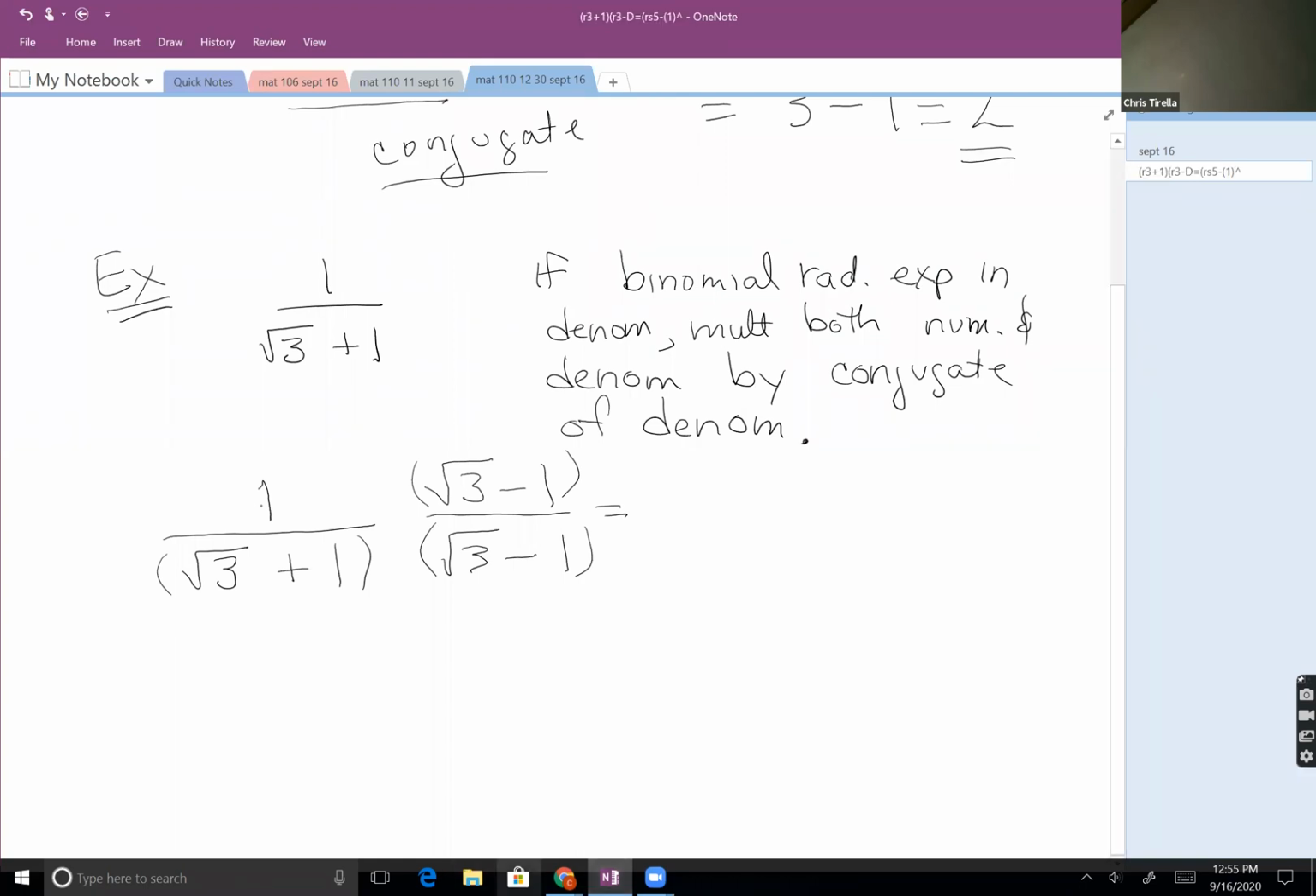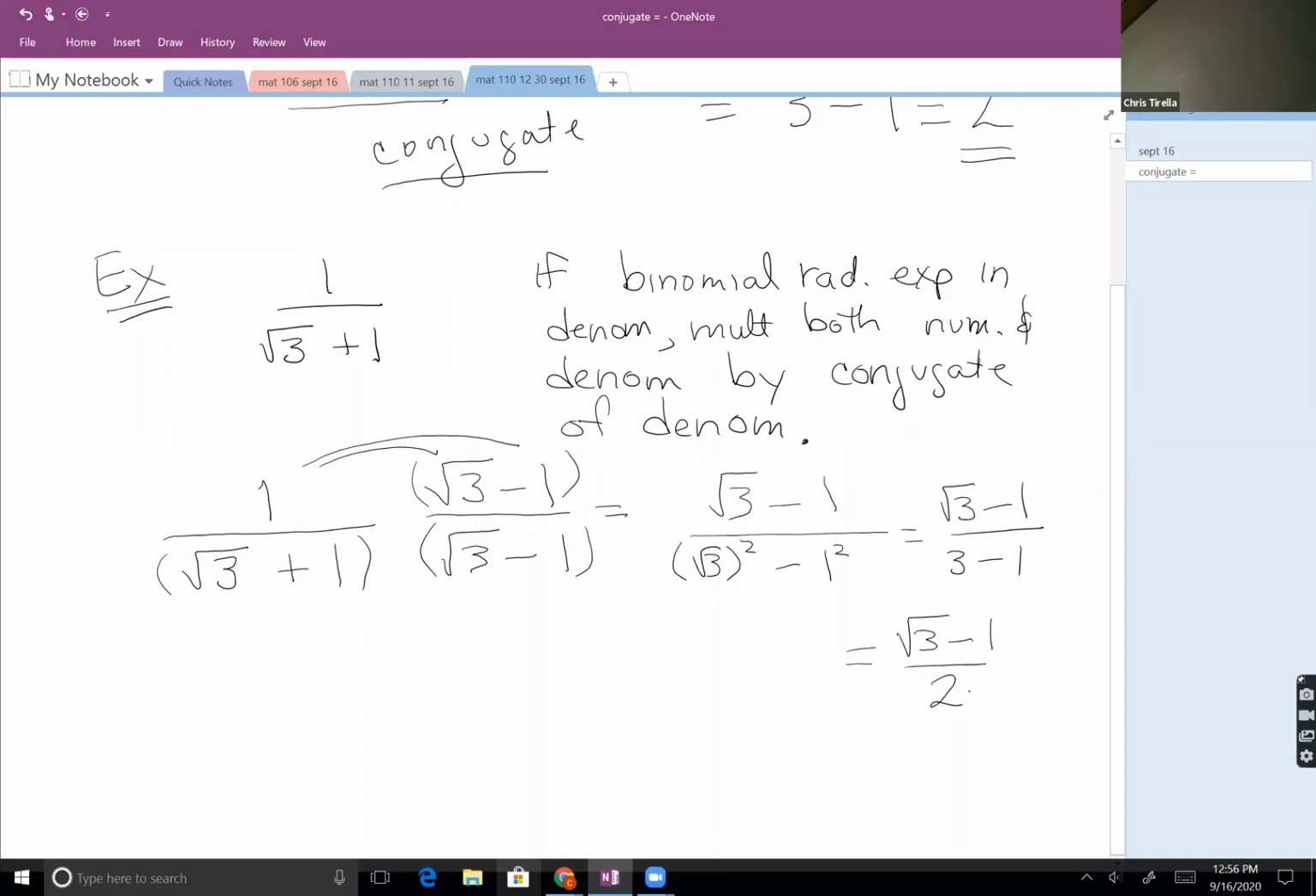When I do this multiplication, 1 times radical 3 is radical 3. Got to distribute here. 1 times minus 1 is minus 1. And because they're conjugates in the denominator, I'm going to have again the first term squared minus the second term squared. So that'll give me my radical 3 minus 1 over squaring those would give me 3 minus 1. And my final answer is radical 3 minus 1 over 2.